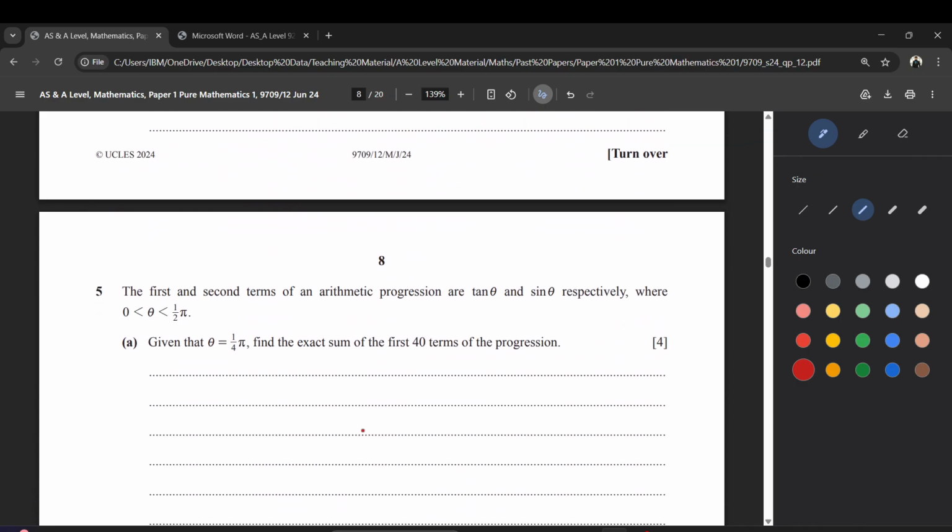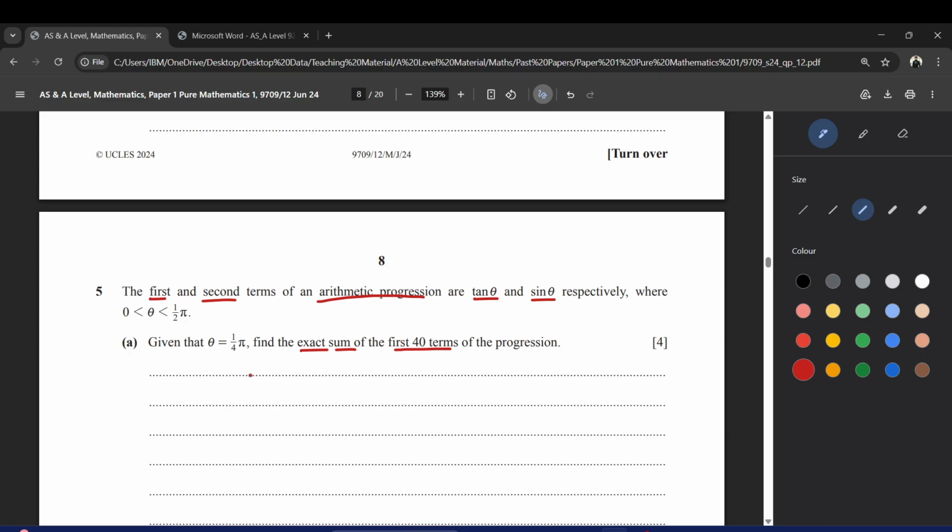Alright, question number 5. The first and second terms of an arithmetic progression are tan theta and sine theta respectively. So these are the first and second terms where theta is between 0 and pi upon 2. Now quickly you have to change your calculator in radians mode. Okay, so let me do that quickly. Okay, given that theta is equal to pi upon 4, find the exact sum of the first 40 terms of the progression.